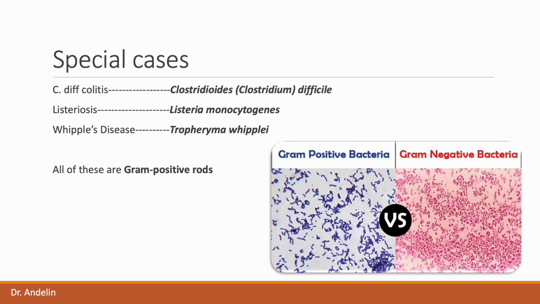In this next portion of the module, we will be covering three special cases. First is C. diff colitis, which is caused by Clostridioides, previously Clostridium difficile. Then listeriosis, caused by Listeria monocytogenes. And lastly, Whipple's disease, caused by Tropheryma whipplei. Please note that all of these are gram-positive rods.